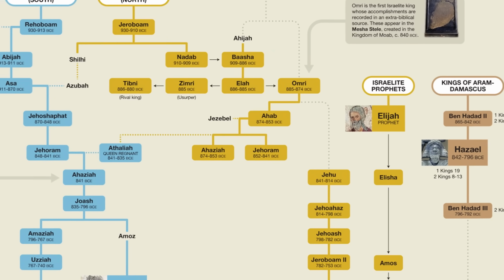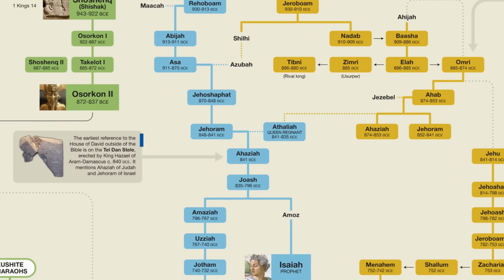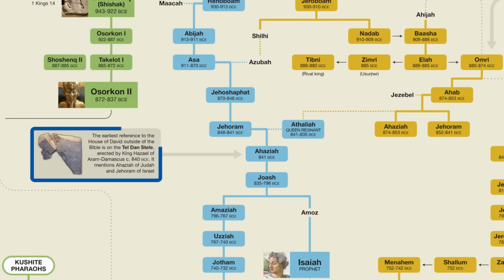One of the most important archaeological finds in terms of the Bible is the Tel Dan stele. It was commissioned by King Hazael of Aram Damascus and describes how he defeated Jehoram, the son of Ahab, but also Ahaziah from the house of David. So far, this is the only extra-biblical reference we have that mentions David. Although, note that it doesn't give any biographical information about him, it simply mentions that one of his descendants, Ahaziah, was defeated by Hazael.